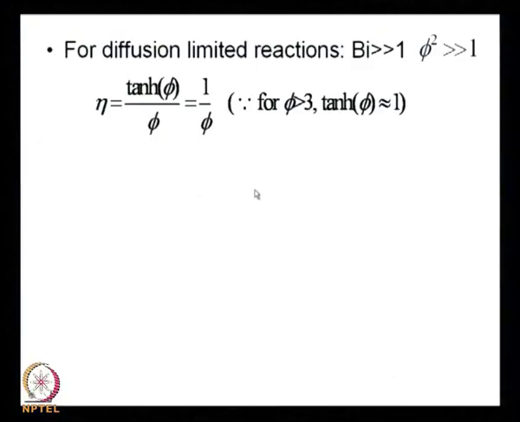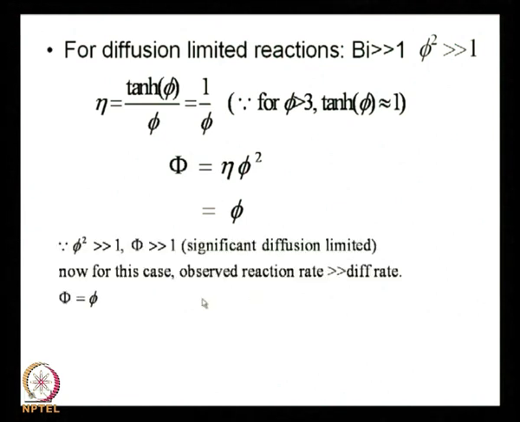So, how do you obtain the observed Thiele modulus now? You simply multiply the intrinsic one by eta. So, observed Thiele modulus is eta times phi square. Now, eta itself is 1 over phi. So, this turns out to be phi, right.